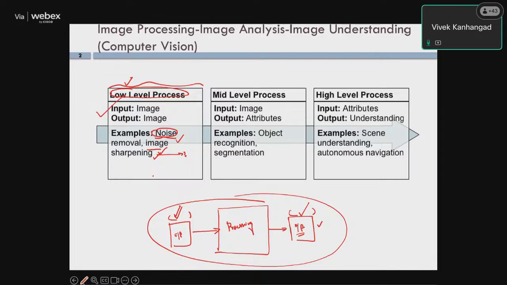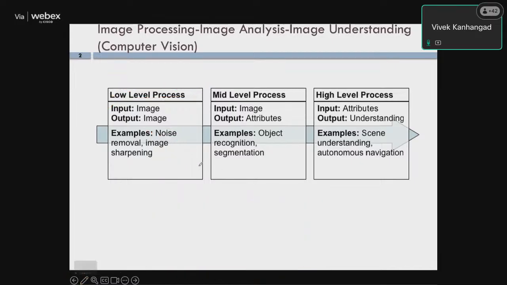Now, if you go slightly higher, then comes what we refer to as mid-level processing. At the same time, remember, there is no clear-cut boundary like this. It's all understanding in the community. So that's what I'm trying to clarify right at the beginning: image processing, image analysis, and image understanding.